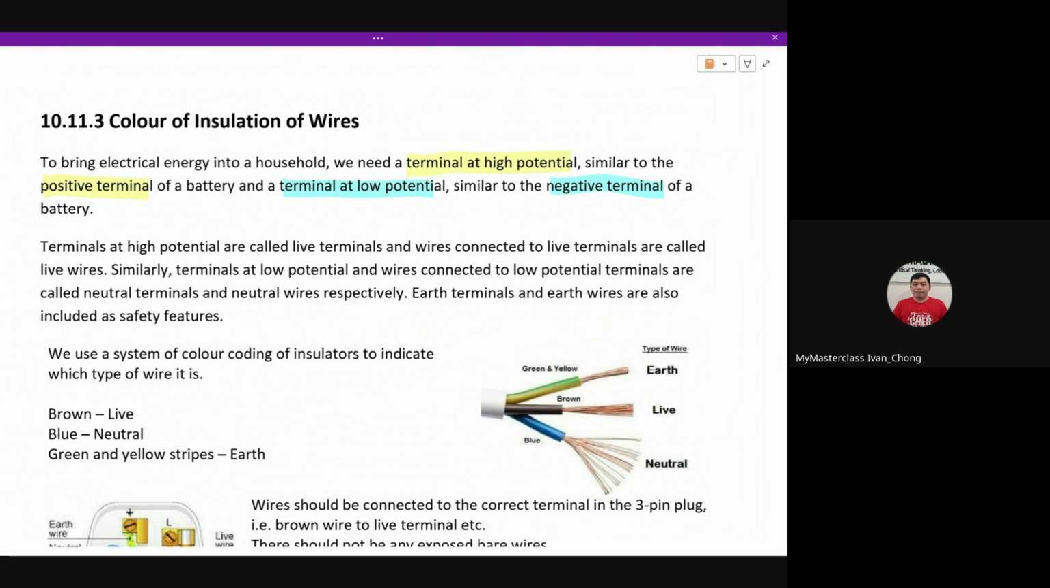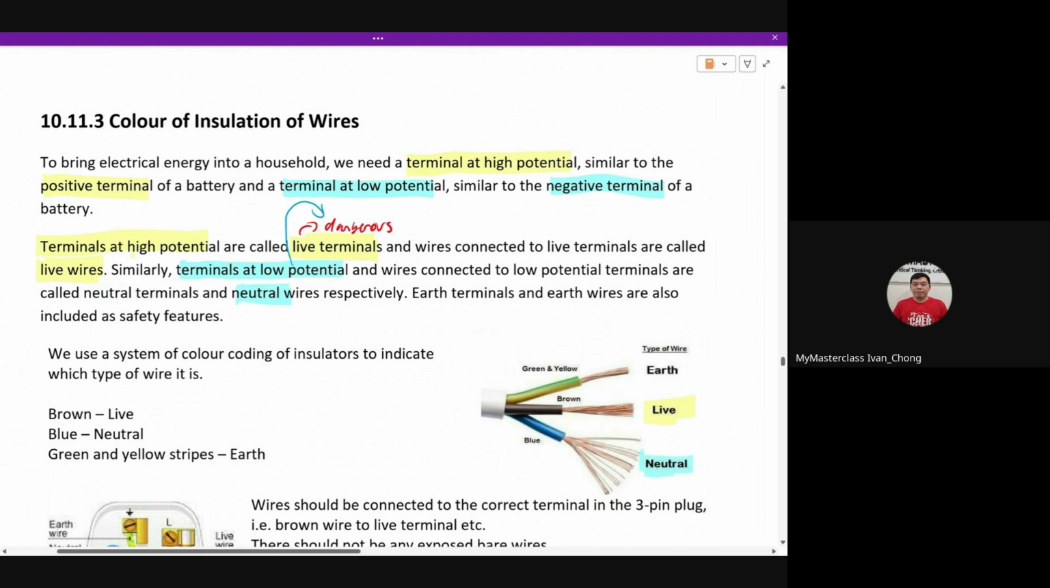So what we mean by this is your high potential terminals are what we call your live terminals. These are your dangerous ones. So your live wires, basically wires that are connected, are called your live wire itself. Then your neutral wire is for the low potential wires. Now, they are still going to be dangerous. Both of them are still dangerous. But neutral wires are less dangerous of some sorts. Basically, your live wire is the most dangerous one.